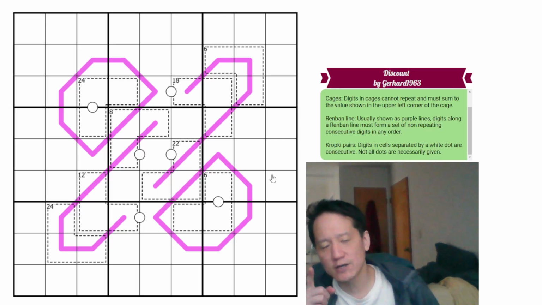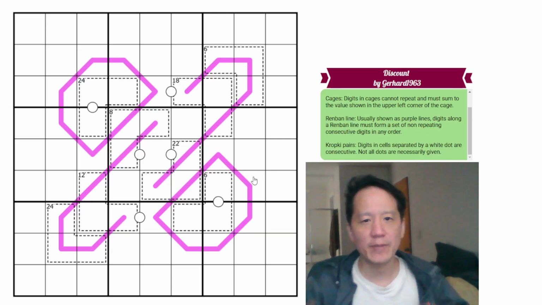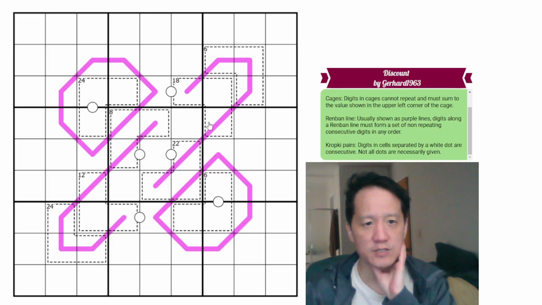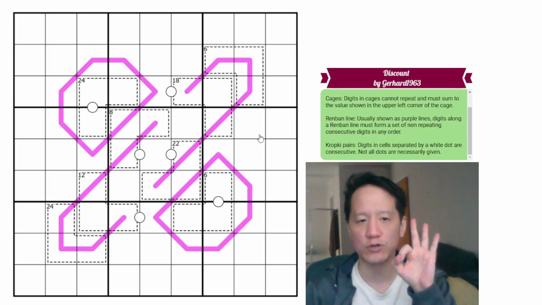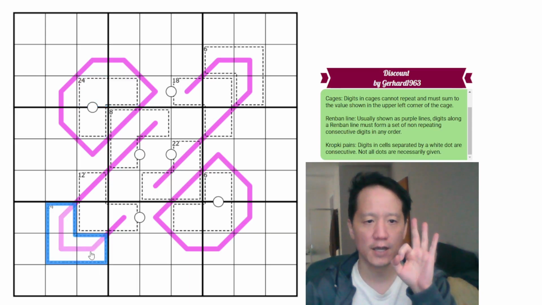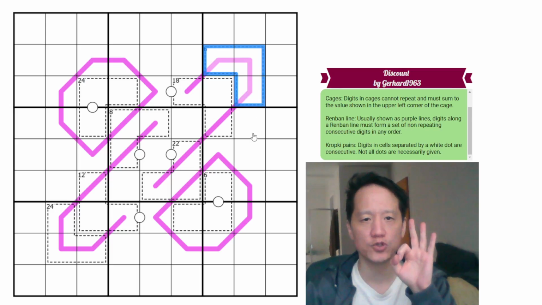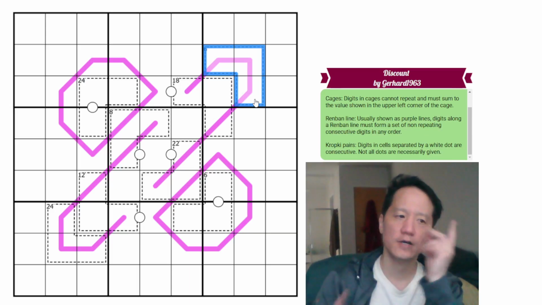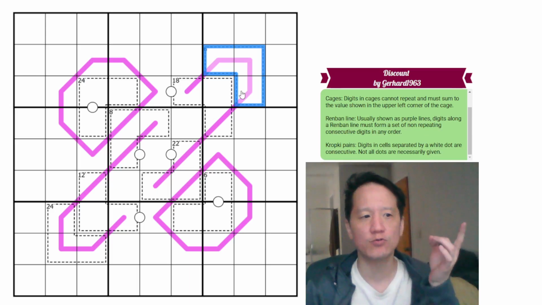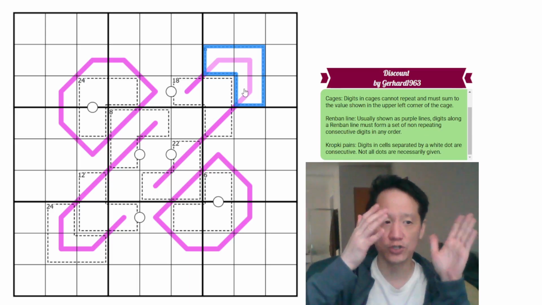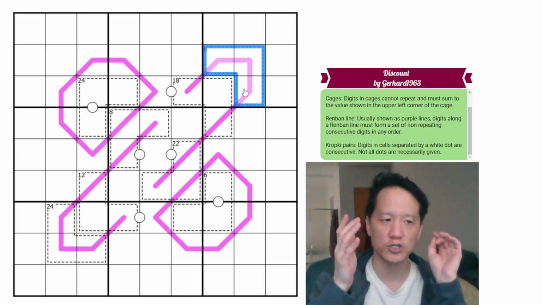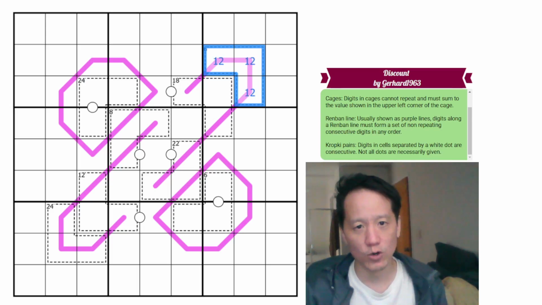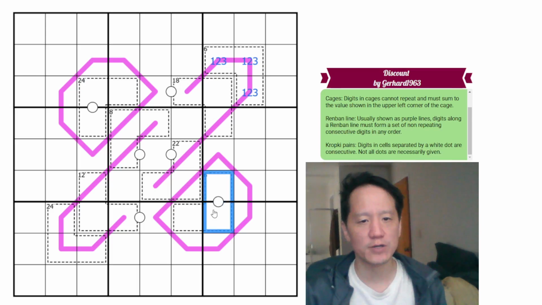Okay, so to tackle this, my eyes are immediately drawn by the cages, because we have a 3-cell cage adding up to 24. We have 2 of them actually, and we have a 3-cell cage adding up to 6. Now the special thing about 6 and 24 is 6 requires the smallest 3 possible normal Sudoku digits to add up to it. So this specifically has to be 1, 2, and 3. And this also has to be 1, 2, and 3.